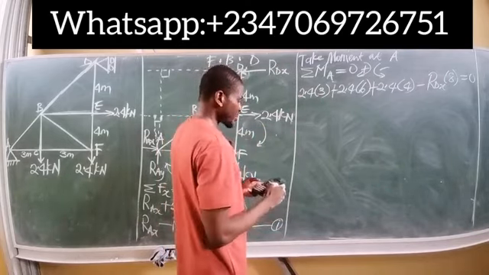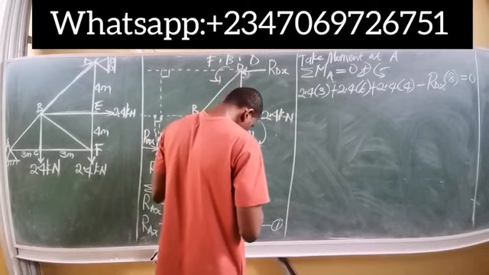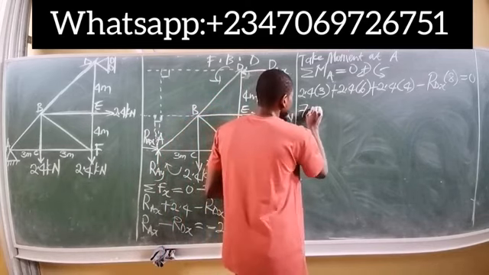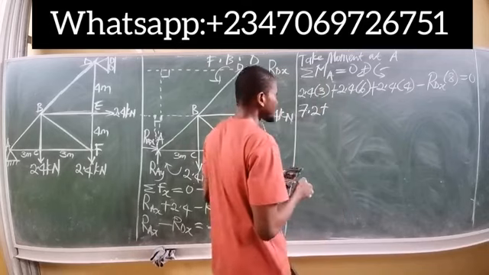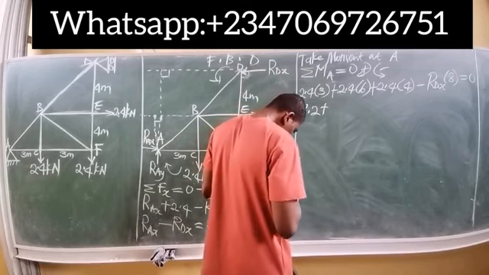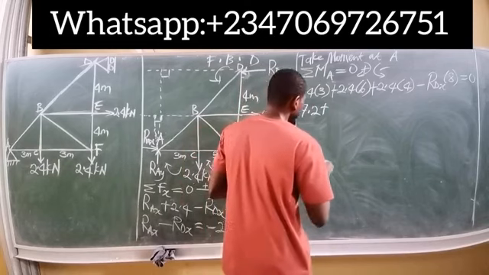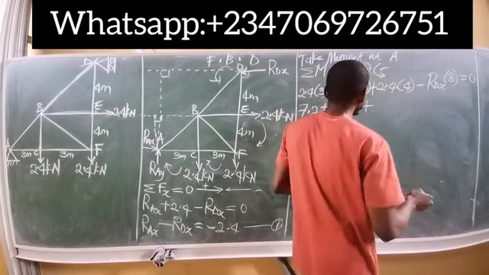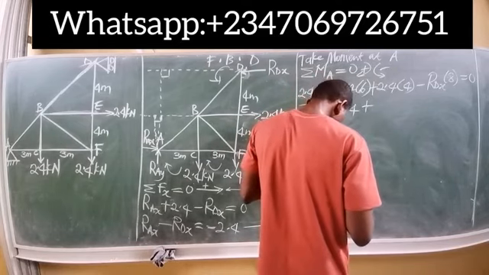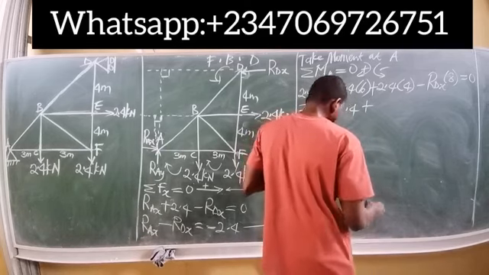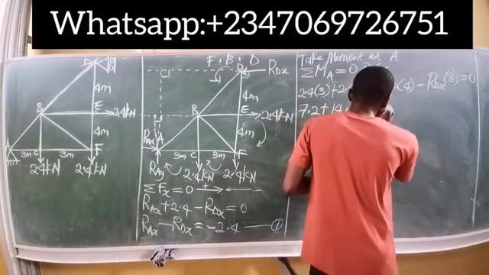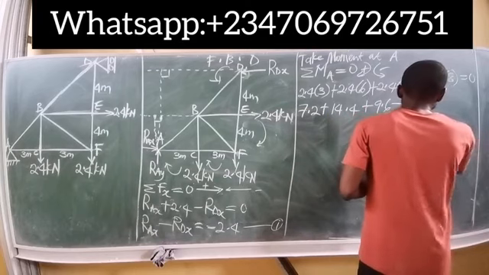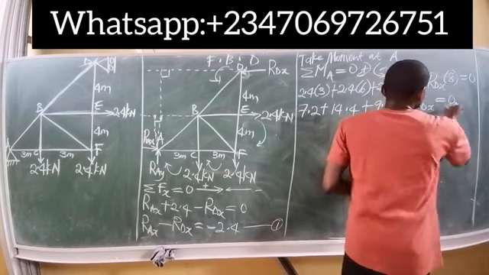We have here 2.4 times 3. That gives us 7.2. Okay, plus 2.4 times 6. That gives us 14.4, plus 2.4 times 4. That gives us 9.6. Okay, minus 8 RDX equals 0.